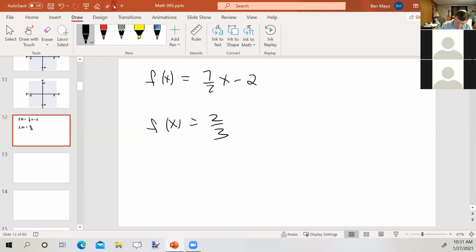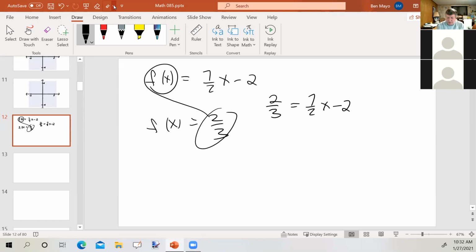Yes. So we're going to take 2/3 and replace f of x with it. So now our equation is going to be 2/3 equals 7/2 x minus 2. And basically we have y, which is right there. We need to find x. So let's see, we can add 2 to both sides of the equation. We'd have 2 and 2/3 equals 7/2 x. Are you okay with that?